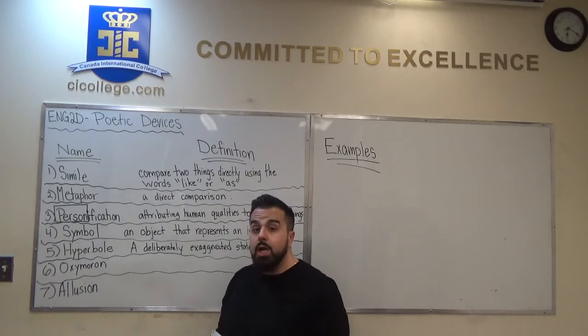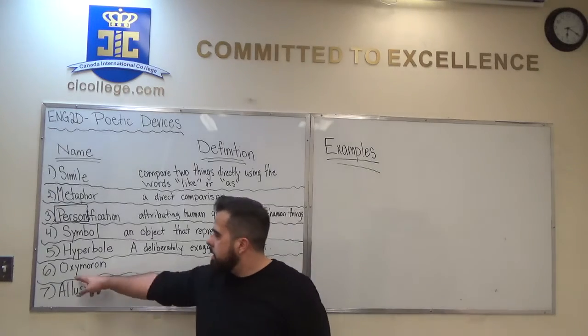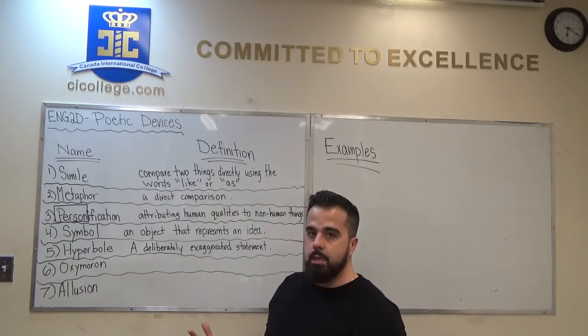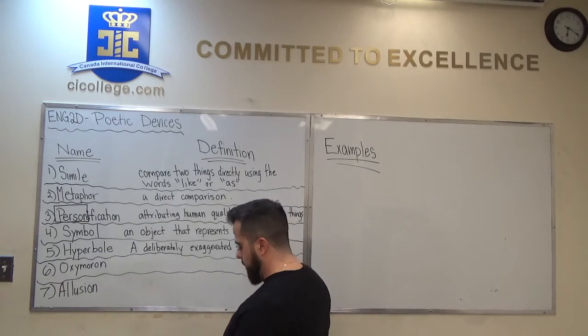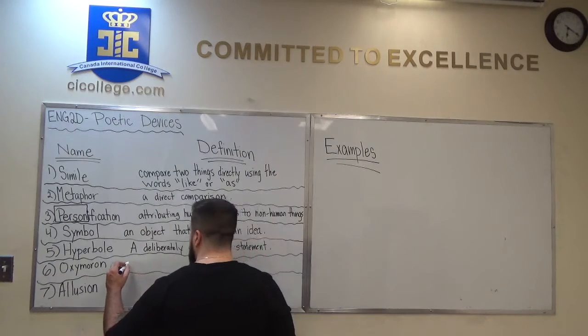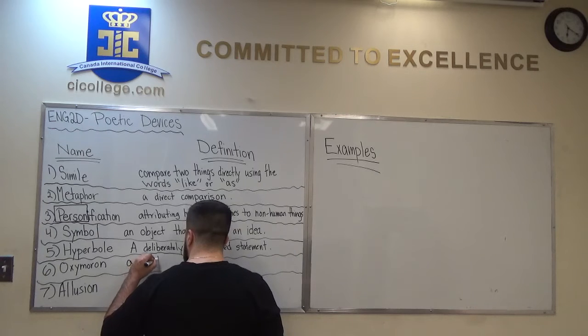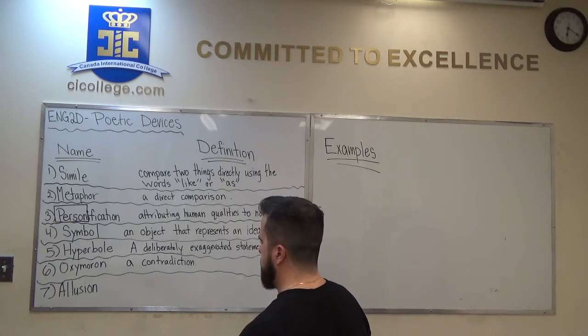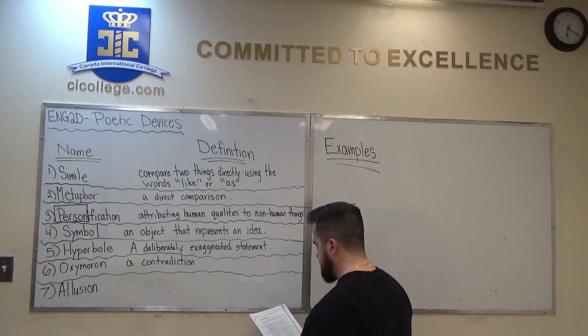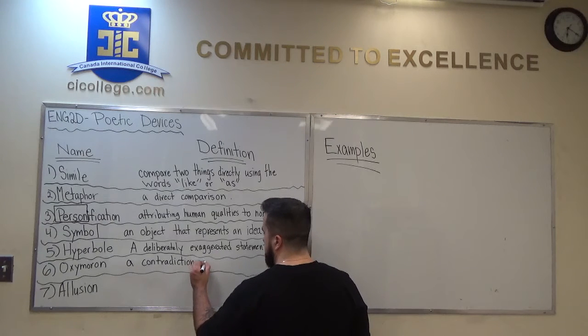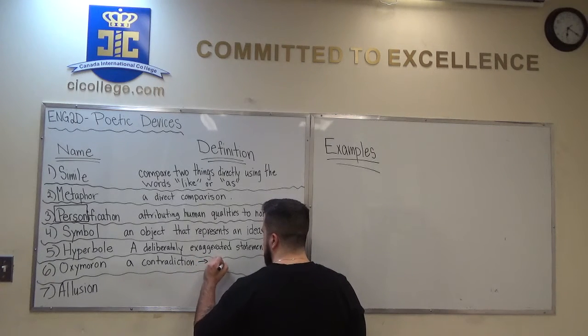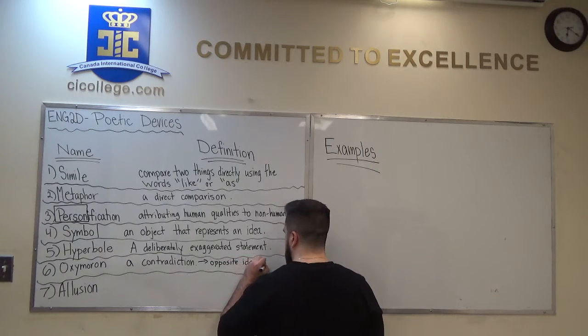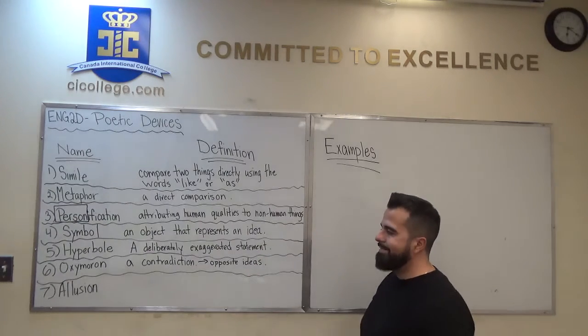And number 6 is called oxymoron. Oxymoron. What does that mean? Have you heard that word before? Oxymoron is contradiction. This is used to create an effect. Opposite ideas. And finally we have allusion.